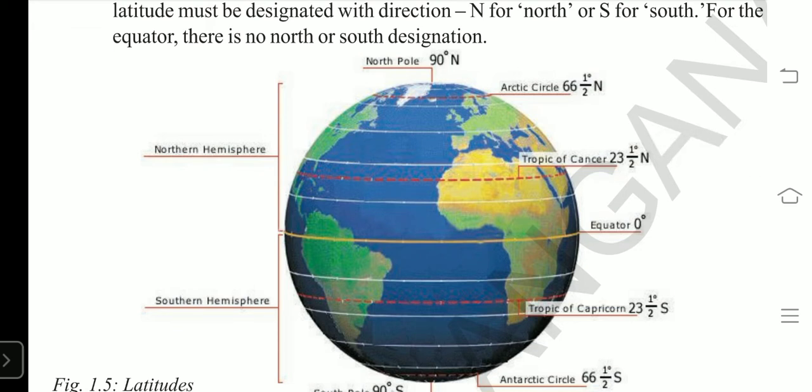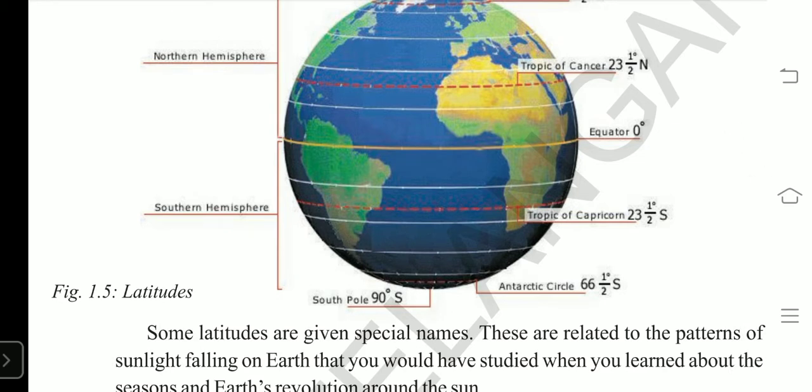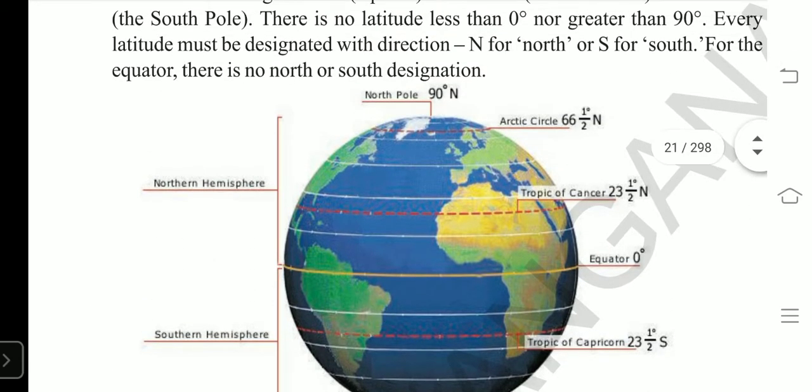See, the equator divides Earth into two equal halves, one in the northern hemisphere and the other in the southern hemisphere. So here, this is the equator, 0 degree latitude. This is the greatest circle. Then the Tropic of Cancer is there, that is 23 and a half degrees north latitude. Arctic Circle is 66 and a half degrees north latitude.